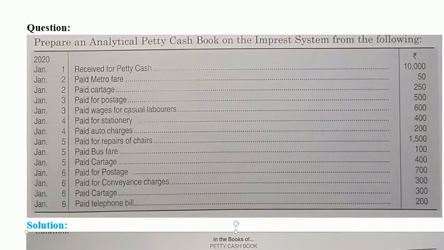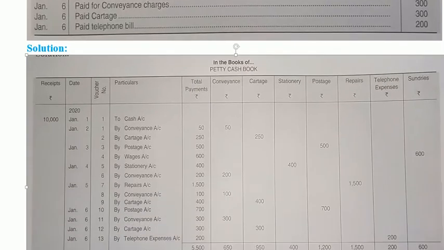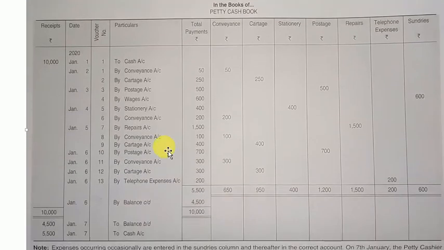Now proceed towards another transaction, that is paid for repairs of chairs worth rupees 1500. Right now we are paying for repairs of chairs, so we'll record on the payment side with an entry of by repairs worth rupees 1500, and these payments we can record in the repair column of rupees 1500 like this.